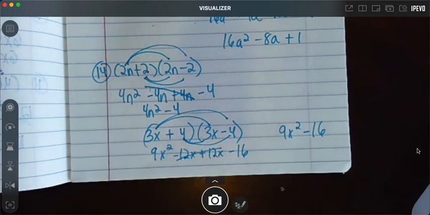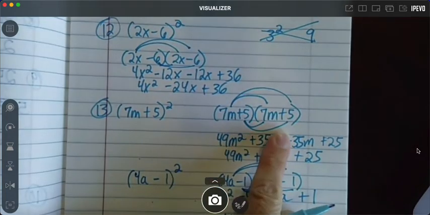Yeah. So technically, all you have to do is do 3 times 3 and then 4 times negative 4. If it's a conjugate, you can use that shortcut. You just have to recognize that they're conjugates. How do you know it's a conjugate? Same numbers. One's a plus and one's a minus.